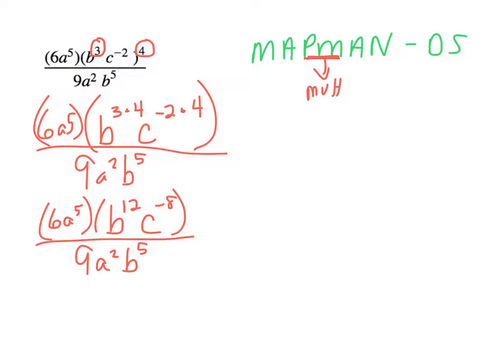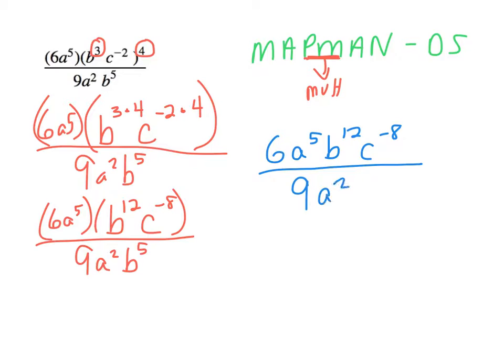If I look at my numerator, I've got things that are being multiplied together. So I'm going to go ahead and take care of this multiply. I'm multiplying, but when I look, I don't have any like bases at all. So there's really nothing to multiply. So I'm just going to get rid of my parentheses and rewrite this. So what we've got now, I'm going to write it over here, is 6a to the 5th, b to the 12th, c to the negative 8, over 9a squared b to the 5th. So I've taken care of any multiplication we had, which there really wasn't any.